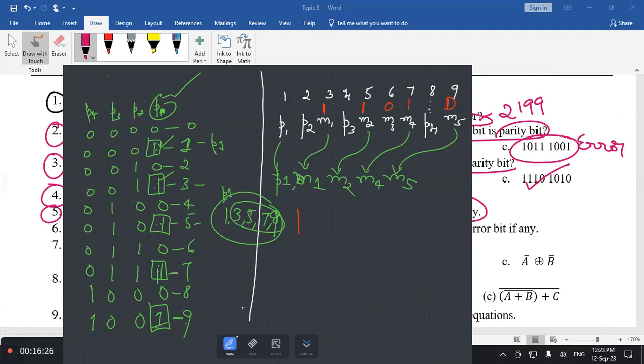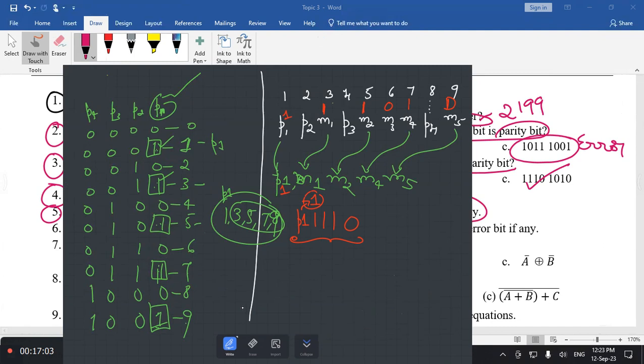Now, I will keep P1 as it is because we have to find out P1. What is M1? 1. What is M2? 1. What is M4? 1. This is also 0. So, what type of parity have they asked? Even parity. So, this entire combination should have even parity. That means P1 is definitely going to be 1. Now we got P1. I will write 1 here.